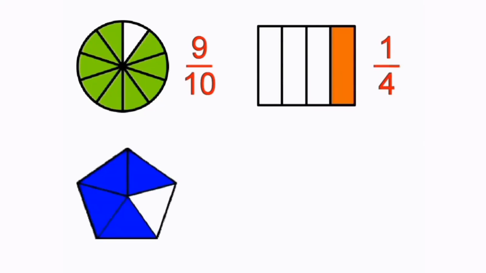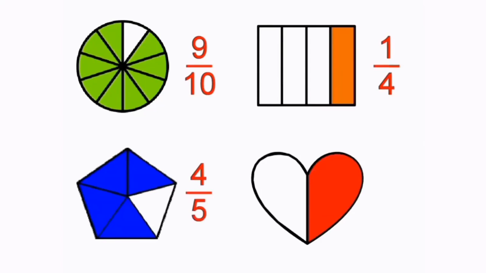Kung yung pentagon ay hinati din sa 5 at may shade ng 4, pwede natin siyang pangalanan as 4/5. Ganon din ang heart, kapag hinati sa gitna at may shade yung kabilang part, pwede natin siyang tawagin as 1/2 o kalahati.